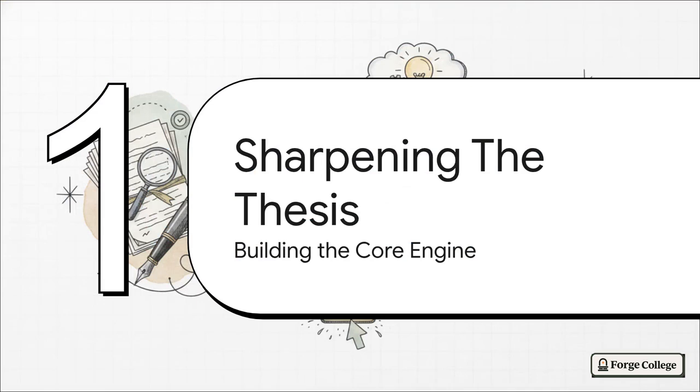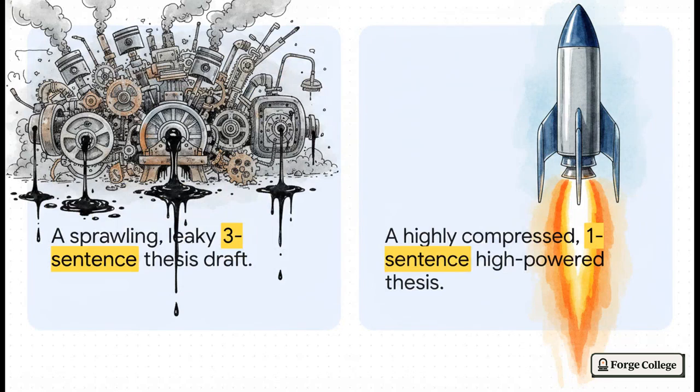Moving on to Section 2, sharpening the thesis. This is where we build the core engine. Listen, a sprawling 3-sentence thesis draft is basically an engine that's leaking oil all over your driveway. It loses pressure, makes a huge mess, and honestly, it just confuses the reader. Your goal right now is to compress that multi-sentence mess into a single high-powered cylinder that states exactly why blockchain matters and the very specific real-world problem it solves.